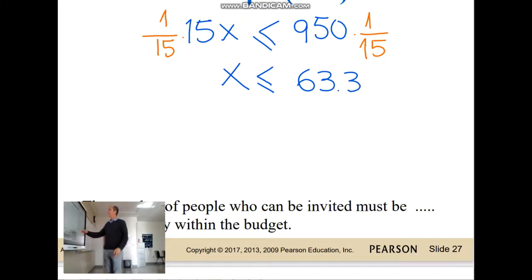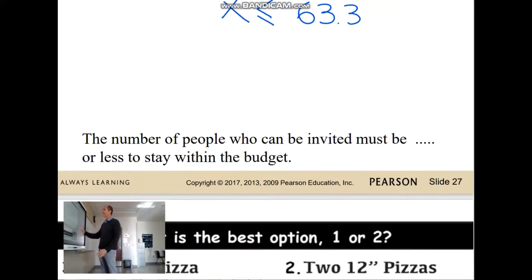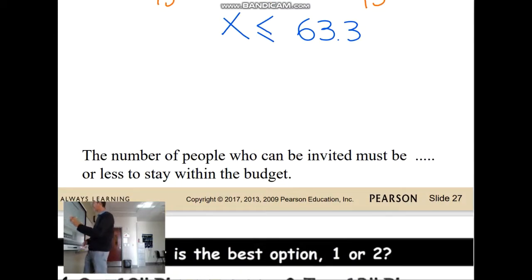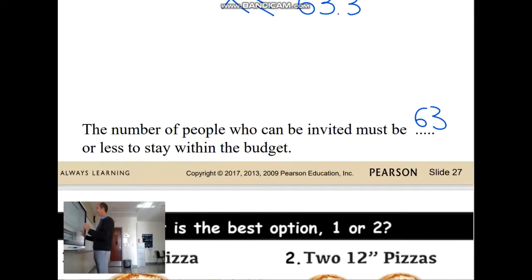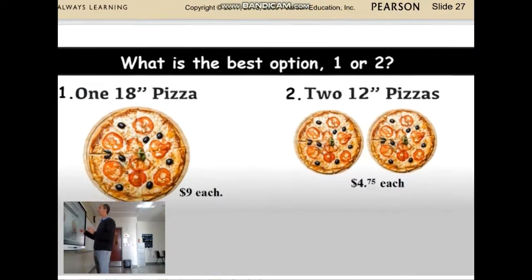This is the maximum amount of people that you can invite, but you might agree with me that you cannot invite 0.3 people, right? Not 1/3 of a person. That doesn't make sense. So the number of people who can be invited must be 63 people or less to stay within the budget. This is our conclusion. This ends section 2.4. This is the last example.